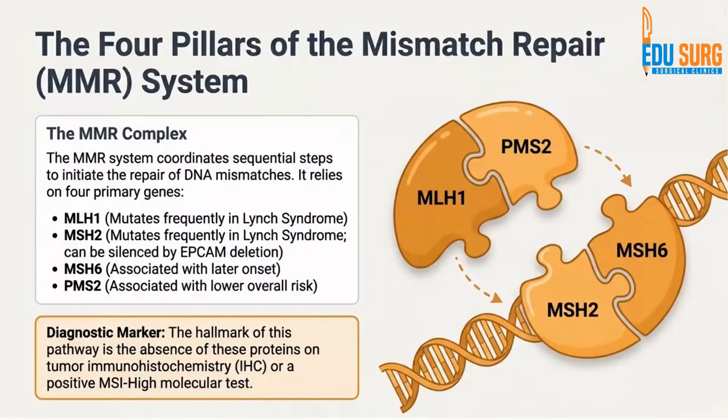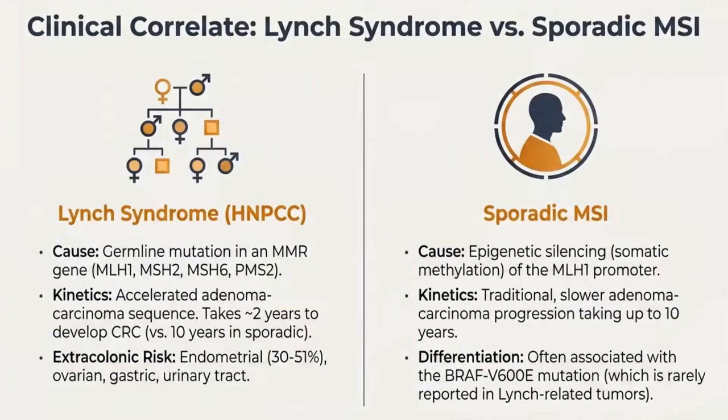Now, the four pillars of the mismatch repair system are MLH1, which mutates frequently in Lynch syndrome, MSH2, which also mutates frequently, MSH6, which is associated with a later onset, and PMS2, which is associated with a lower overall risk. The hallmark of these proteins is basically seen by immunohistochemistry, and we have discussed this in another video, but you can see that important slide here.